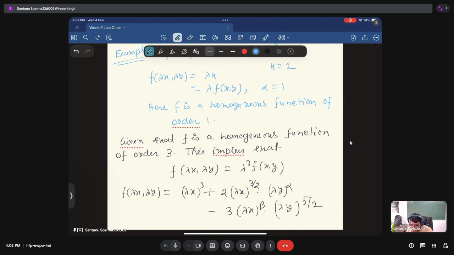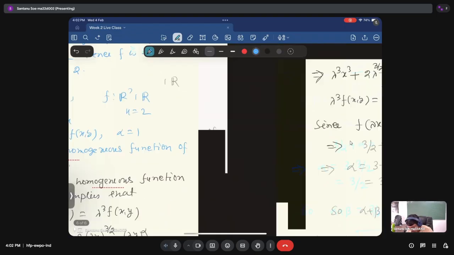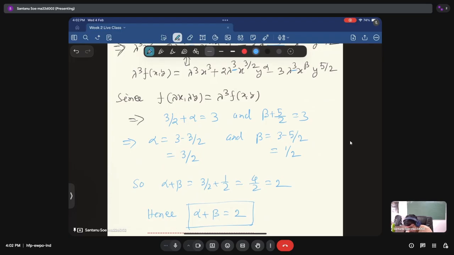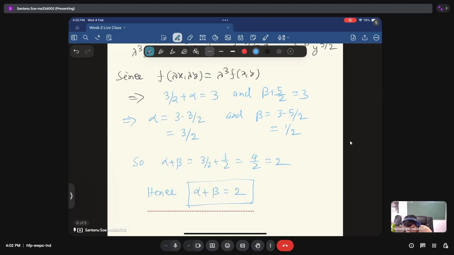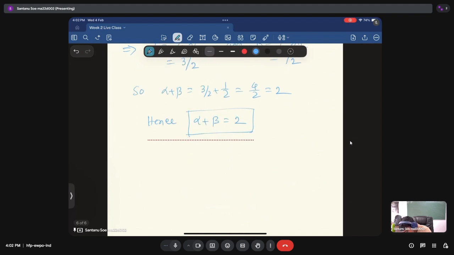Then we substitute the values of f of lambda x comma lambda y and f of x comma y, and we compare the power of lambda on both sides. Now if you compare, two equations come out: 3 by 2 plus alpha equals 3 and beta plus 5 by 2 equals 3. Solving these, we get alpha equals 3 by 2 and beta equals 1 by 2. So alpha plus beta is 2, and this is our answer. I hope this is clear. If this is clear, then we're going to go to the next question.